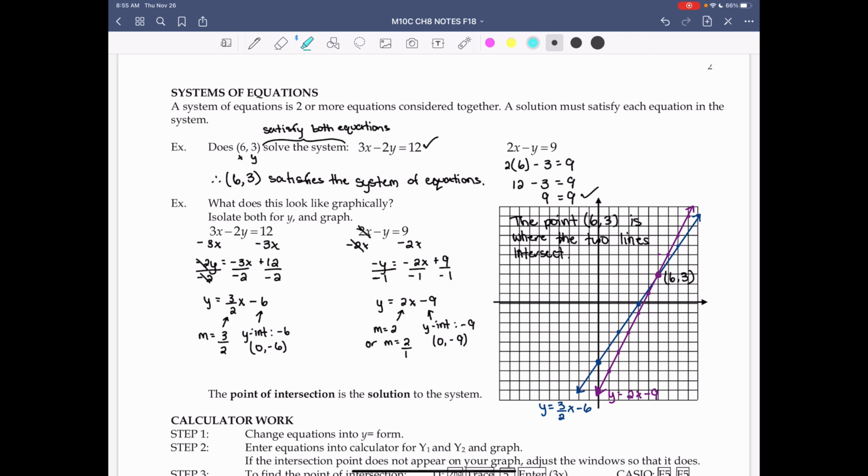Then we have this statement down here. The point of intersection is the solution to the system. So graphically, the solution looks like the point where the lines intersect.